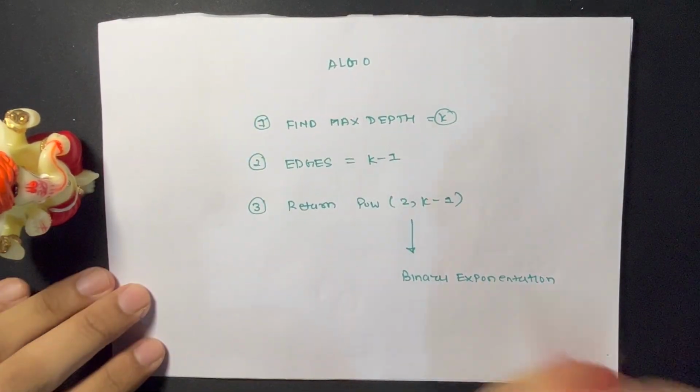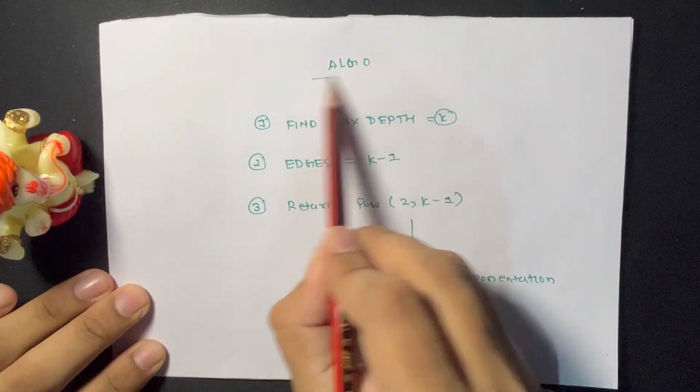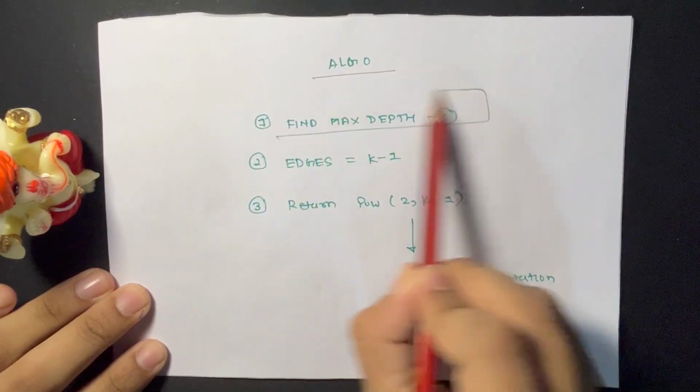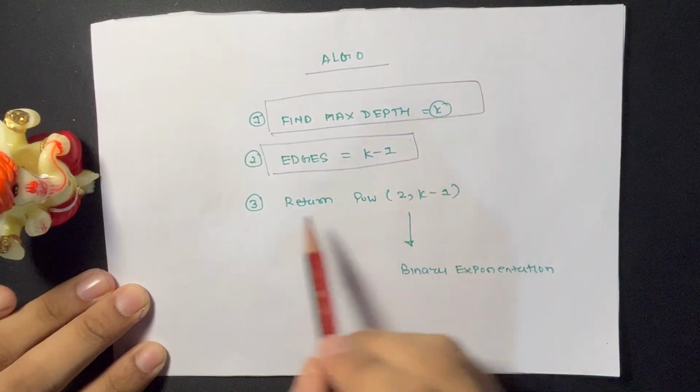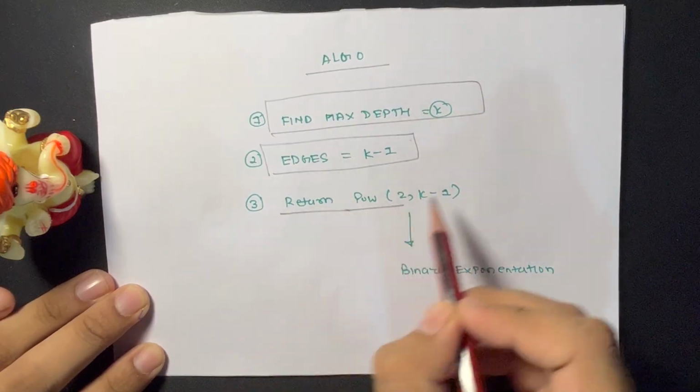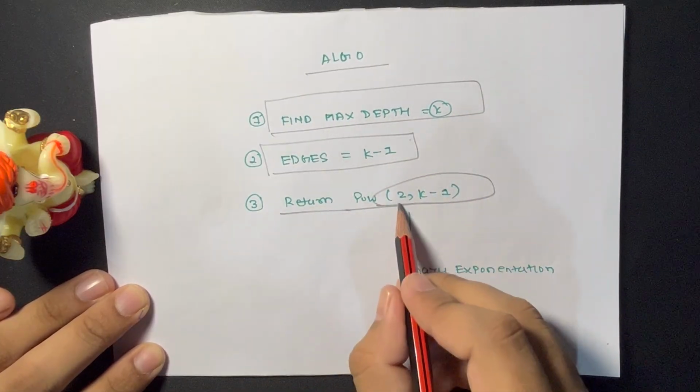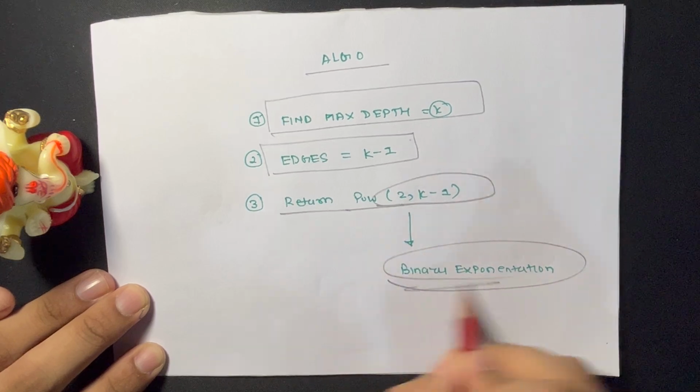Okay, so let's come back to our coding question. The algorithm is very simple. Find the max depth of the graph, then the total number of edges will be k, which is max depth minus 1. What we need to do is return 2 to the power of k minus 1, and this can be calculated using the binary exponentiation we have discussed.